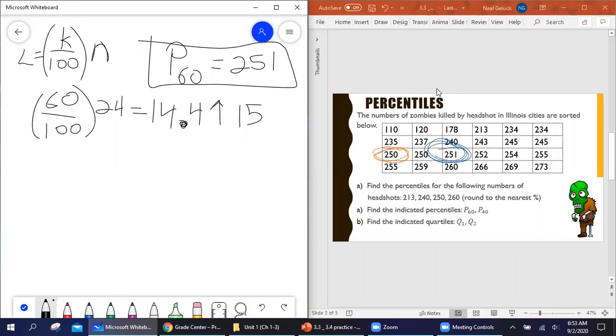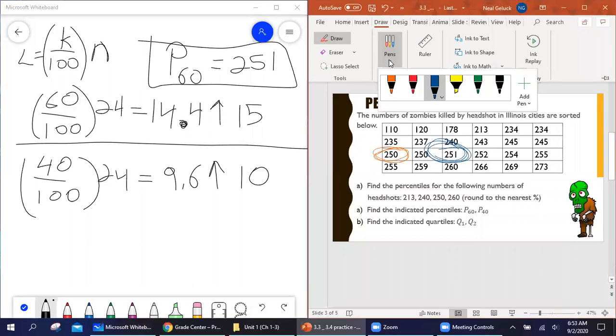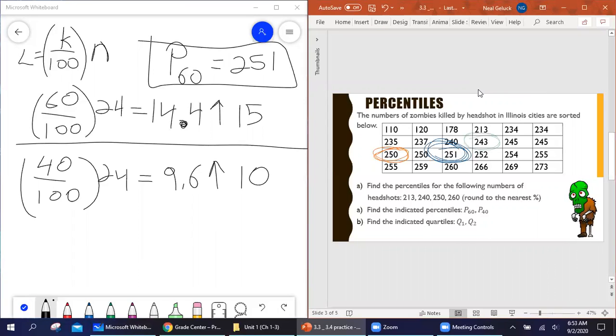For P40, 40 over 100 times 24. That would give me 9.6. Again, not a whole number, so I take it up to the nearest whole number, which is 10. So I'm going to count to the 10th value. The 10th value is 243. So P40 is 243.